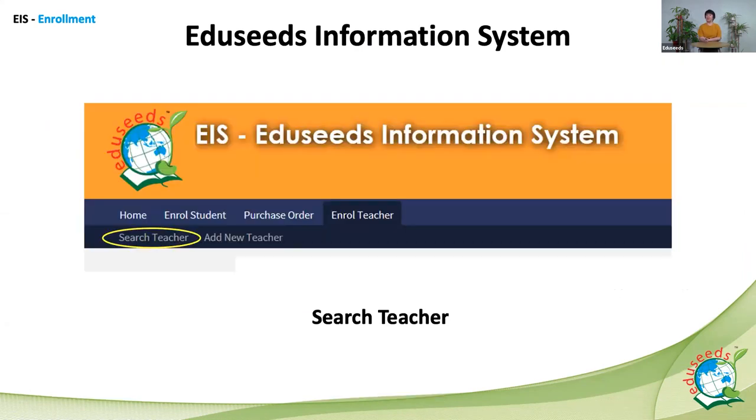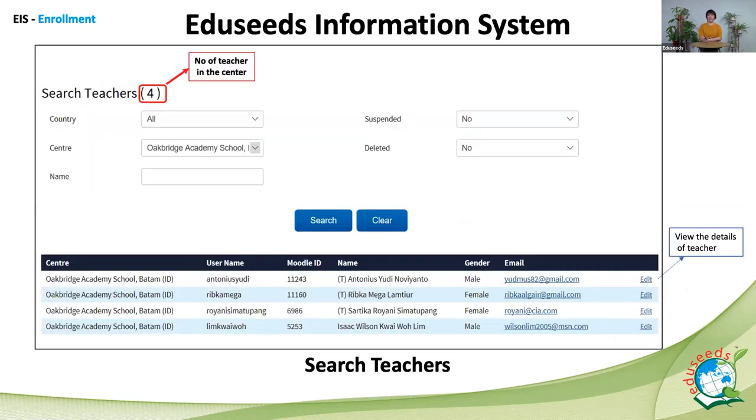Okay, so now this is the search teacher. It is the same as how you search for a student. Under the search teacher column, you will see there is only 4. This means that is the number of the teachers in your center that have registered. So you see the list at the bottom. It will show their username, their Moodle ID, and their email.